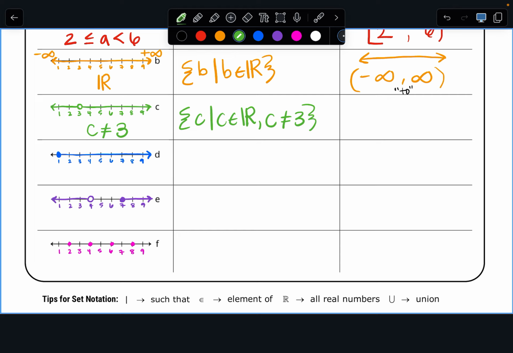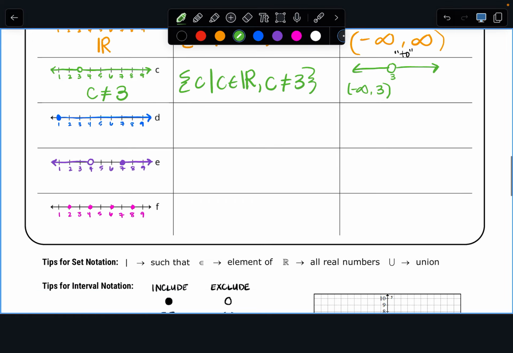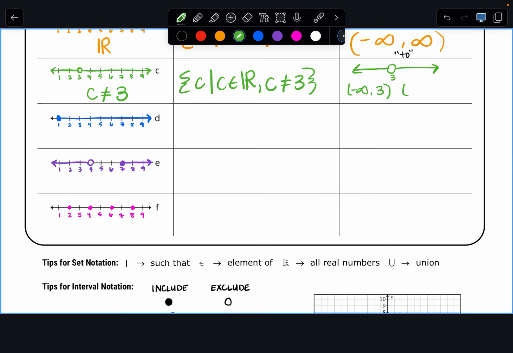Okay, now this one's a little bit tricky because when I think of this line here, I have one value that I cannot include. So what we're going to do is write the left side separately from the right side. If I write the left side, that's going to go from negative infinity, because my arrow is still pointing down, including all of those values, all the way up to 3. And then on the other side, it's going from 3 all the way up to positive infinity.